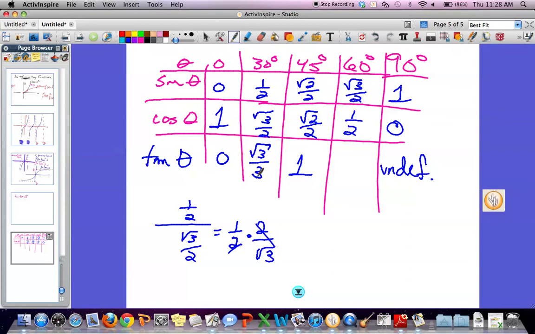The other one that's a little bit tricky is this one at 60 degrees, or pi over 3. So you have root 3 over 2 divided by 1/2. Well, that means root 3 over 2 multiplied by the reciprocal 2 over 1. The 2's divide to 1, and instead of 1 divided by root 3, you get root 3 divided by 1. So I think that's beneficial to add that to your table.